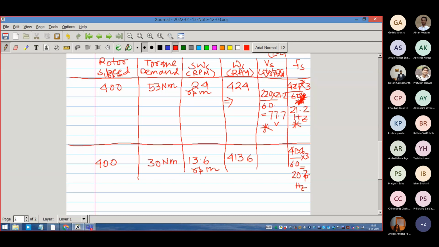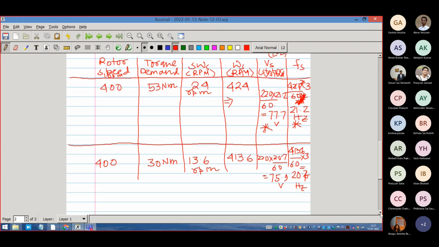Okay, what will be the voltage? Voltage is 220 into 20.7 divided by 60. So how much is the voltage? 75.9 volt. Right. So this is what will happen.